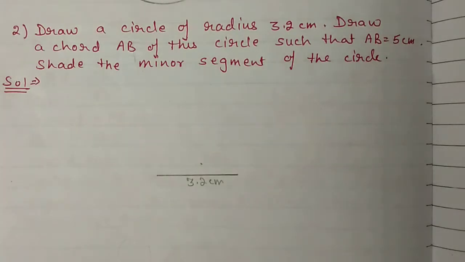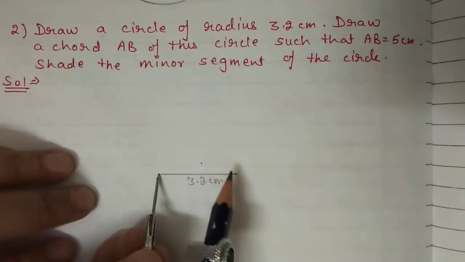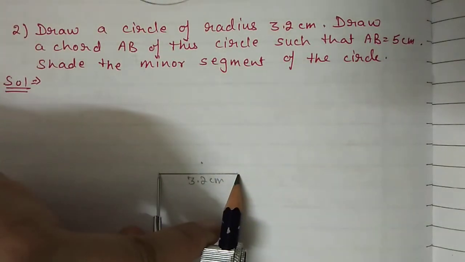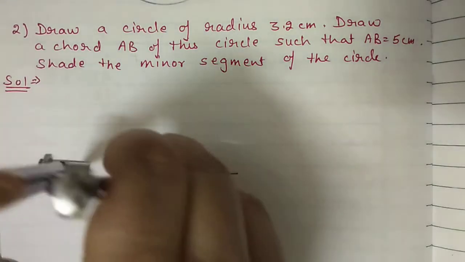Next, question number 2. Draw a circle of radius 3.2 centimeter. Draw a chord AB of this circle such that AB is equal to 5 centimeter. Shade the minor segment of the circle. So first of all you need to draw a line of 3.2 centimeter. Then take one point as the center and at the other point keep your pencil and draw the circle.